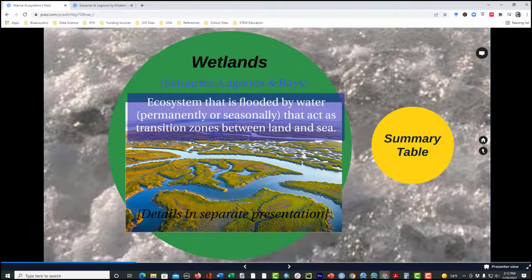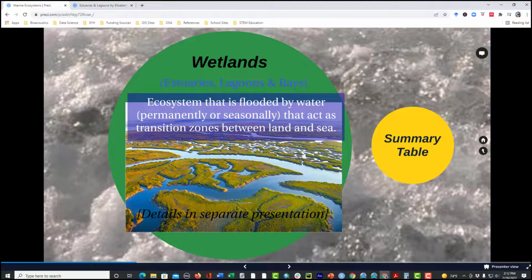Next, we have just a brief touch here on estuaries, lagoons, and bays. We have a separate talk for that in a separate presentation, so I won't go too far into this particular type of ecosystem until then, but do see estuaries and lagoons on our channel as well. So wetlands are going to consist of the combination of estuaries, lagoons, and bays. It's an ecosystem that is flooded by water, either permanently or seasonally, and it acts as a transition zone between the land and the sea. So again, more to follow regarding that, so check out that presentation.